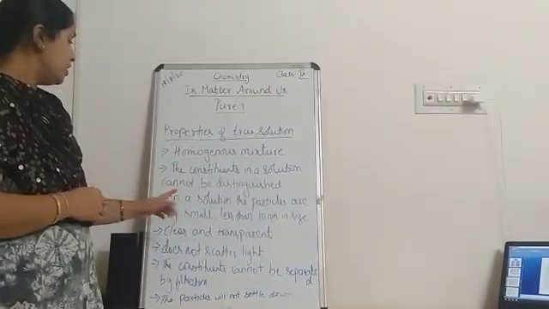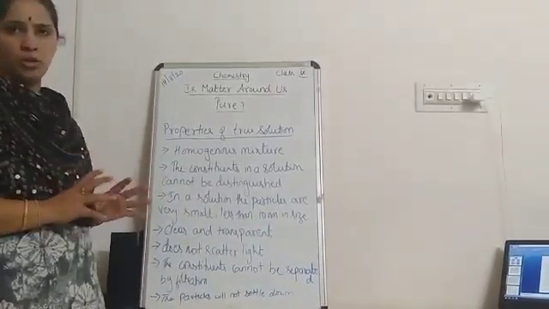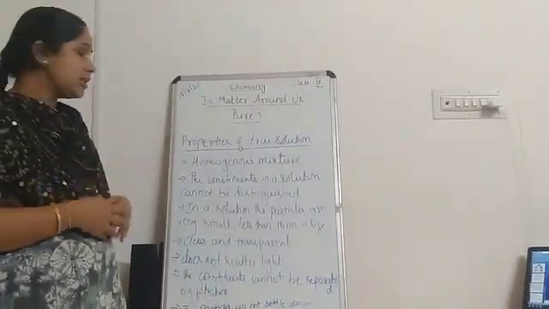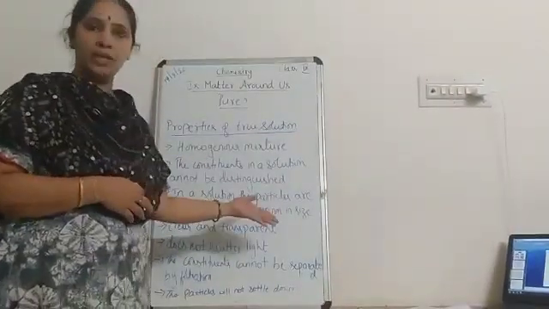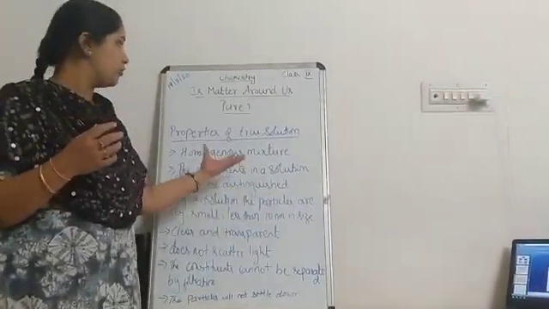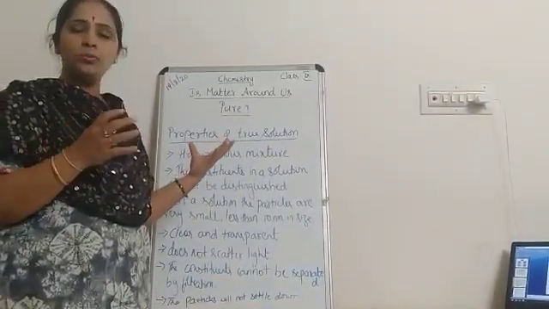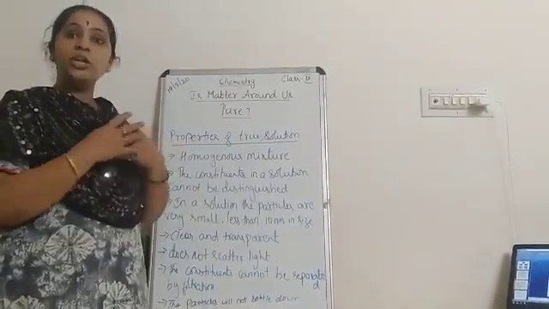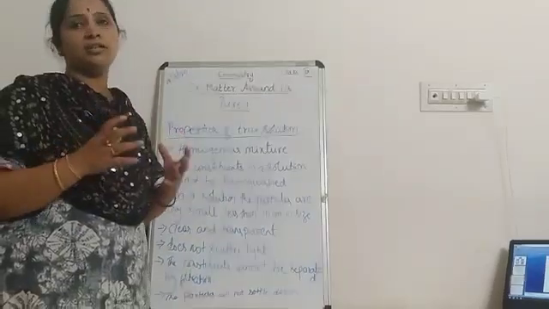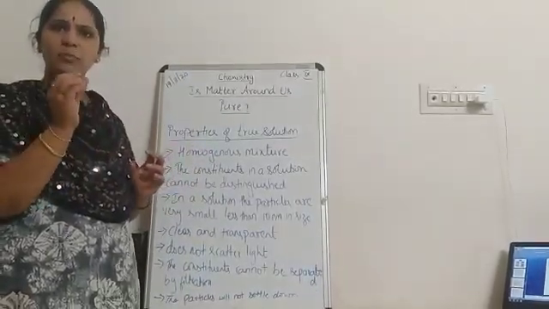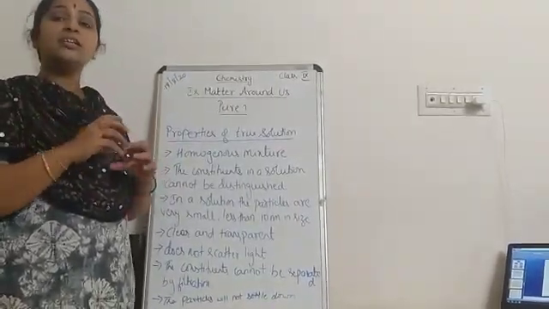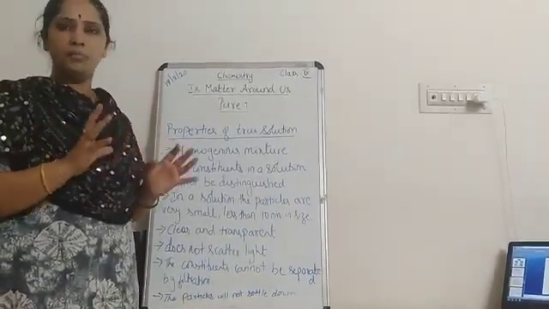In a solution, the particles are very small. So what will be the size of the particles? It is less than 10 nanometers. That is, the particles in a true solution will be less than 10 nanometers in size, so you cannot see the particles even under the microscope. The size of the particles is so small that they cannot be seen even under the microscope.